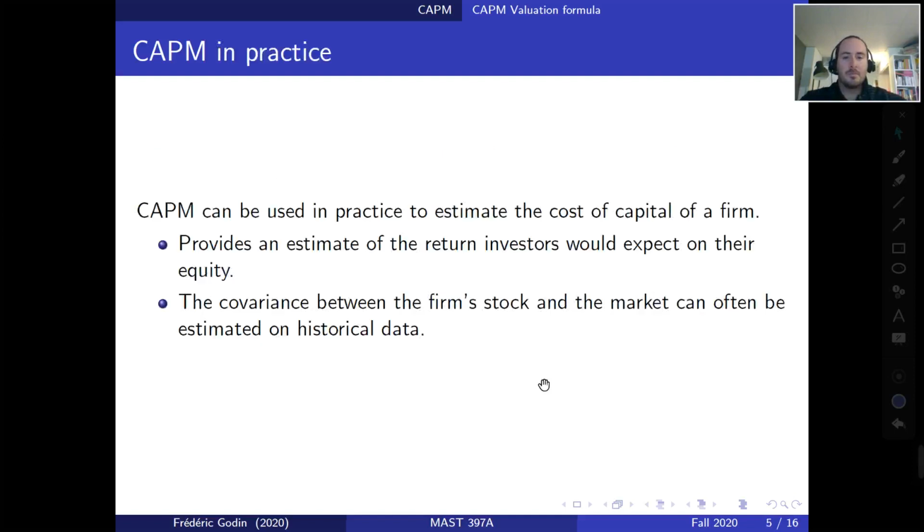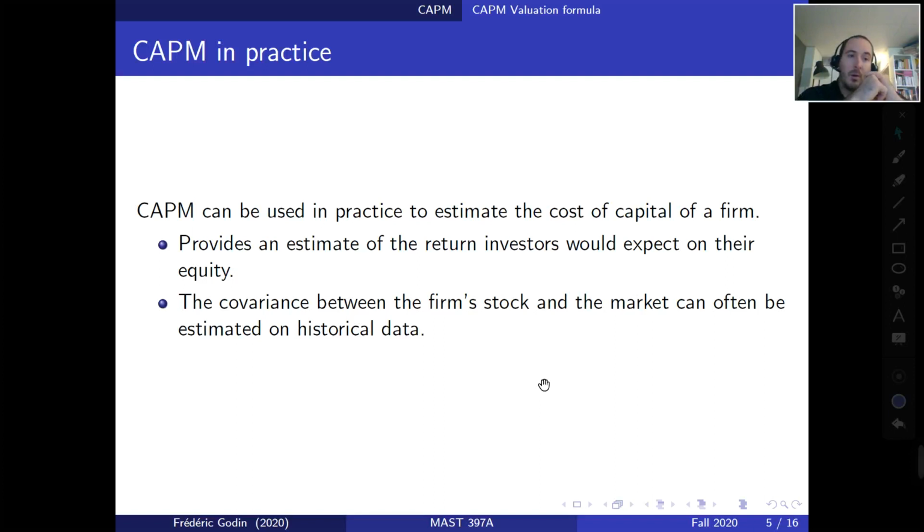Okay, so we see that CAPM is very useful because, if you believe in that model, of course, it allows you to get a value for the expected return of a security based on what we call the beta of the firm. And the beta of the firm, which is based on the covariance between its historical returns and returns of the market portfolio, can be extracted statistically.